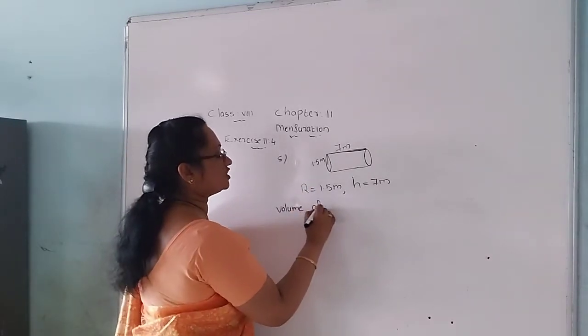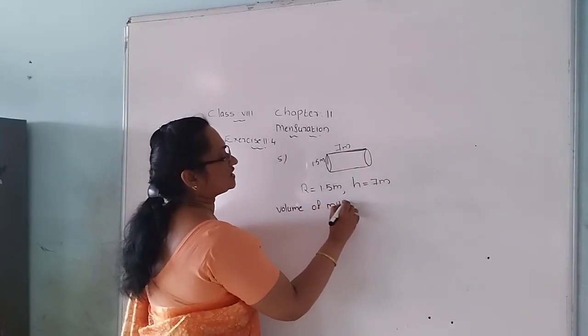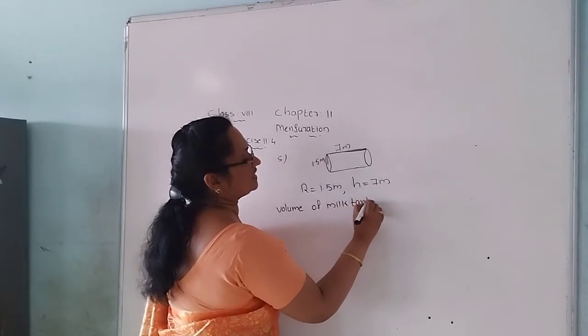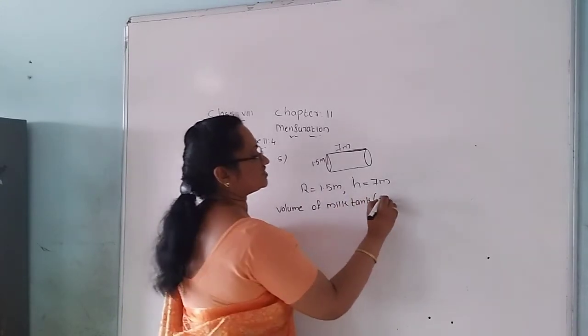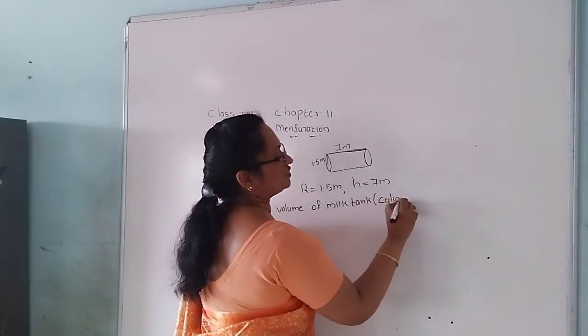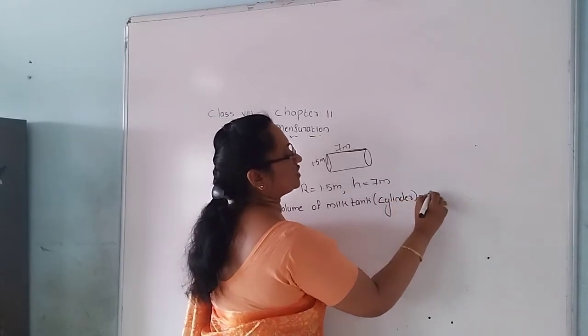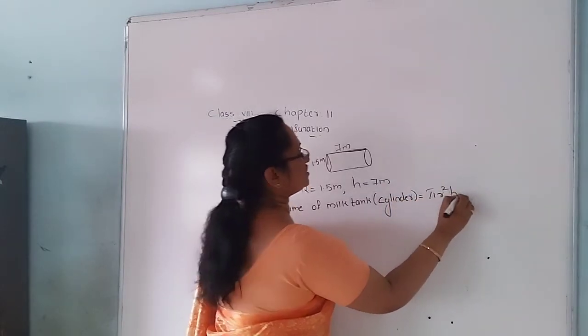Volume of which shape? This tank has a cylinder shape. So, volume of the milk tank. The tank is in the cylinder shape. That's why, in brackets, you write cylinder shape. The formula is pi r square h.